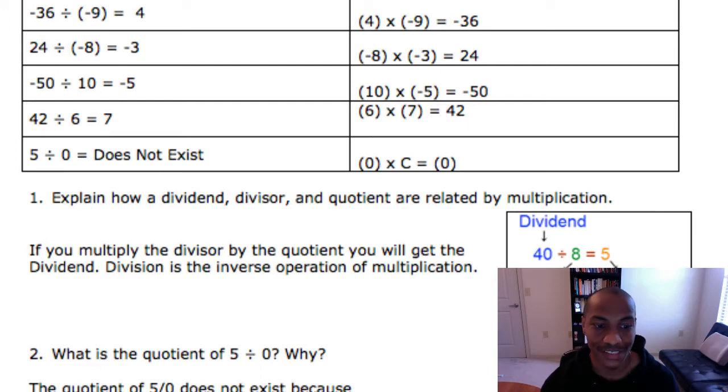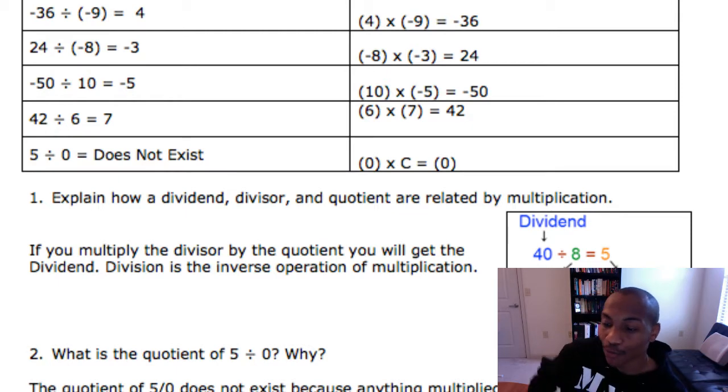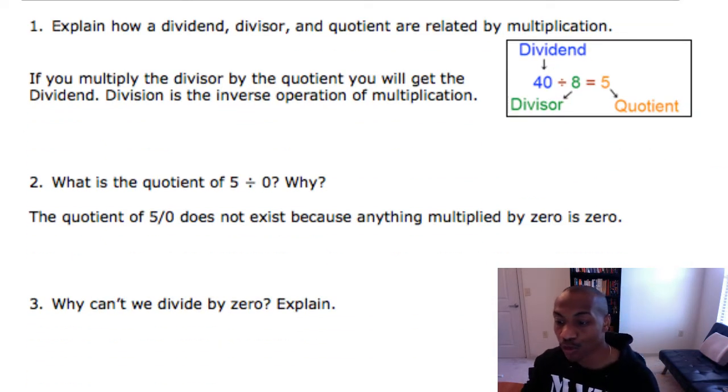anything multiplied by 0 is 0. So we can never say that it follows the rule where if we multiply the divisor by the quotient, we get the dividend. It doesn't follow that rule. It actually violates that rule. So the quotient 5 divided by 0 does not exist because anything multiplied by 0 is 0.